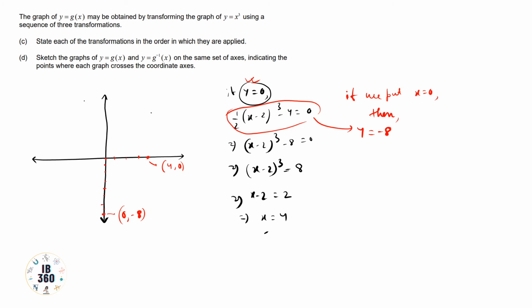Now you just need to join the points for plotting the graph. This is your x-axis and this is your y-axis. So the point will be like this. So in this way the point will be there. Now as you can see, sketch the graph of y equals to g of x. It is done. The graph is y equals to g of x and y equals to g inverse x on the same set of axes, indicating the points where each graph crosses the coordinate values.